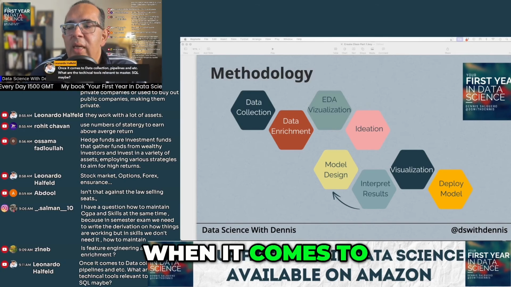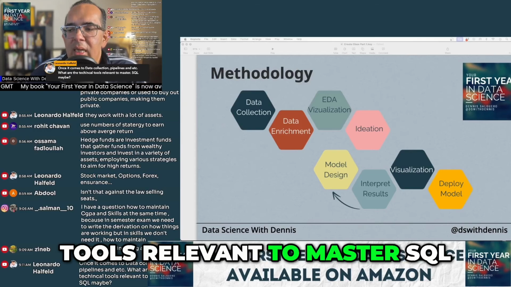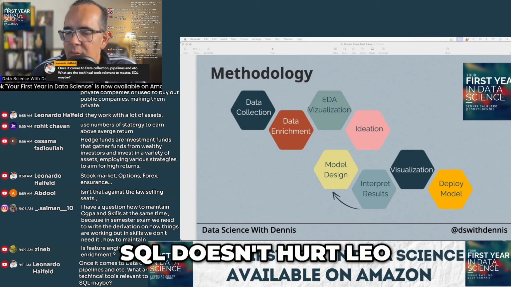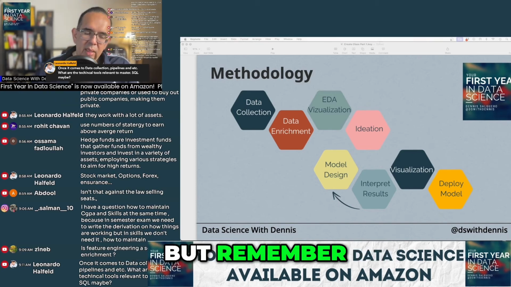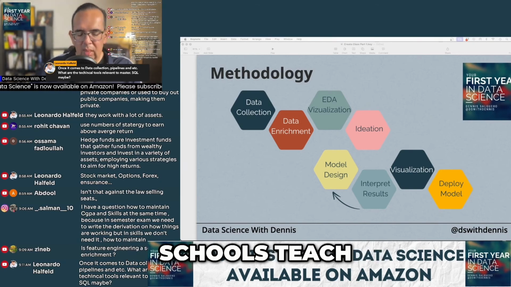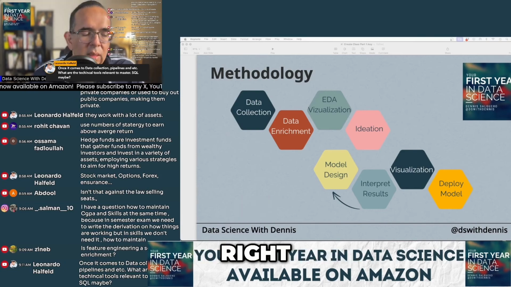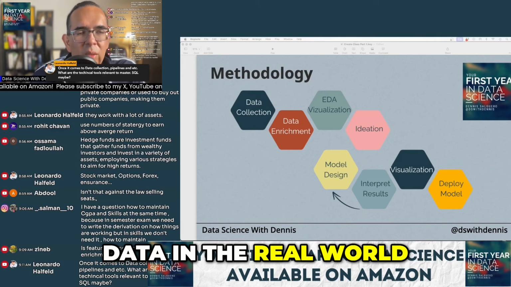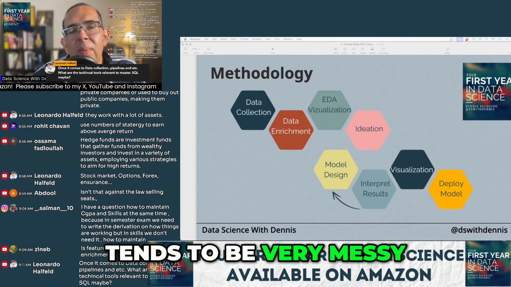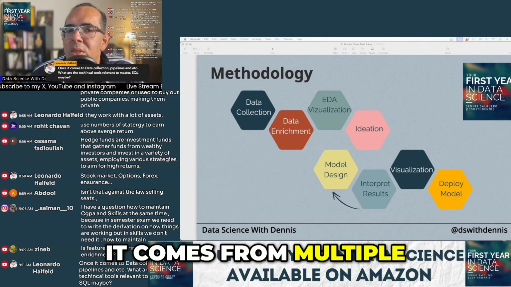So Leo says, when it comes to data collection, pipelines, etc., what are the technical tools relevant to master? SQL, maybe? SQL doesn't hurt, Leo, for sure. It's helpful. But remember, and this is another thing that, again, not a lot of schools teach, and I wrote this in my book, right? Data in the real world, particularly on the collection side, tends to be very messy. It's the messiest when it comes from multiple sources.